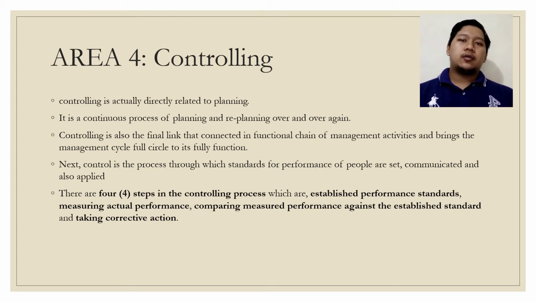In area form, it is divided into two parts, which are controlling and the software. First of all, I will briefly talk about what controlling is. Controlling is directly related to planning, or in other words, it's a continuous process of planning and replanning over and over again. There are four types of controlling process, which are establishing performance standards, measuring actual performance, comparing measured performance against the established standard, and the last one is taking corrective actions.